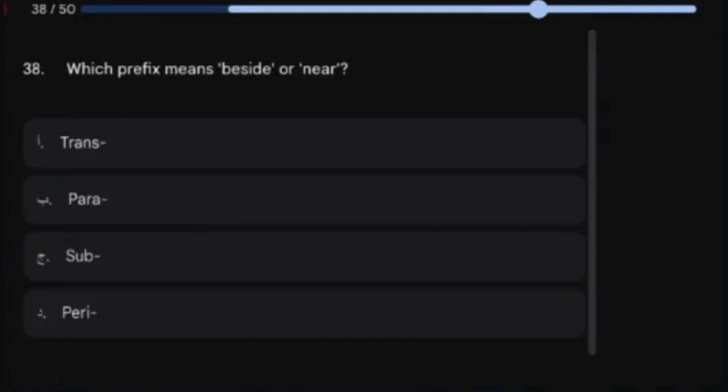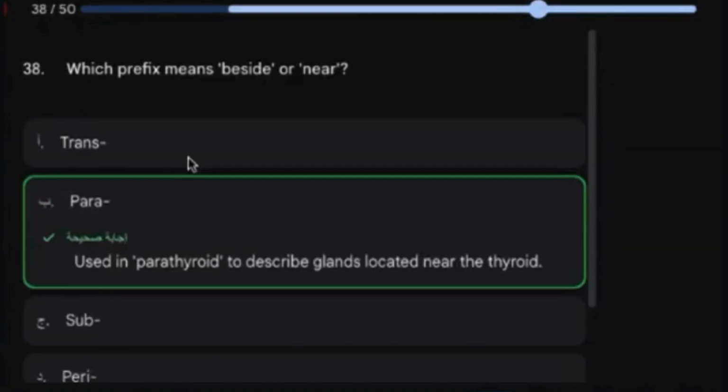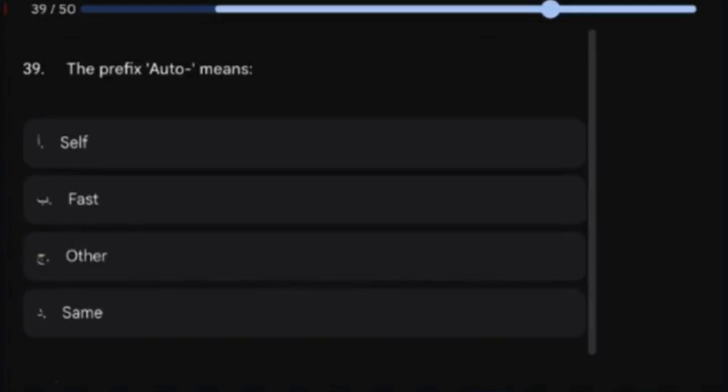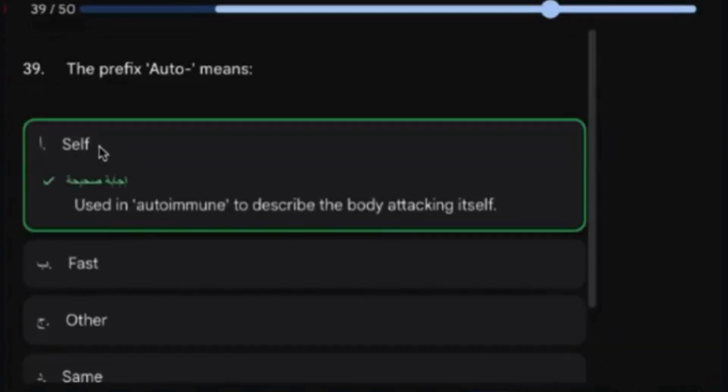Which prefix means beside or near something? Is it trans, para, sub, or peri? It is para. Trans means across or through something. Sub, like submarine, so it is below. Peri, around, like periscope, that is used to produce a 360-degree view. Para means beside. The prefix auto means self, fast, other, or same? This is an easy one. It means self, like automatic. For example, autoimmune, which is used to describe the body attacking itself.